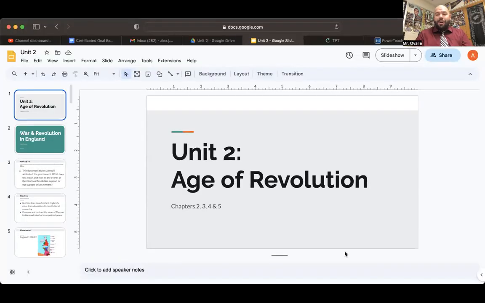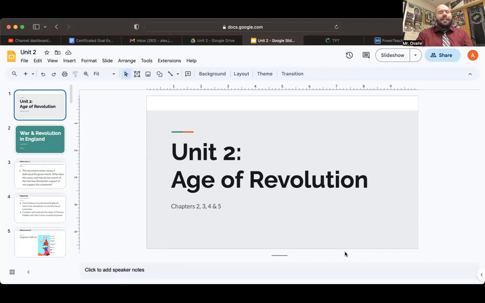Today, we start a new unit. So, new haircut, new unit, they go hand in hand together. Don't ask me if I planned it. All right. We are starting unit 2. Unit 2 is kind of a long one.